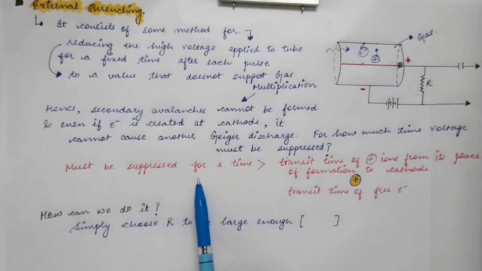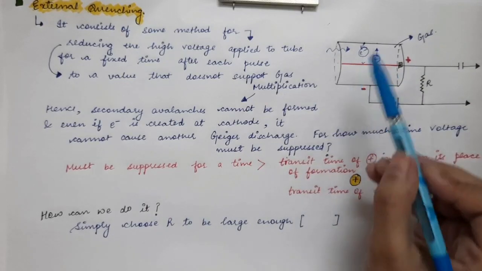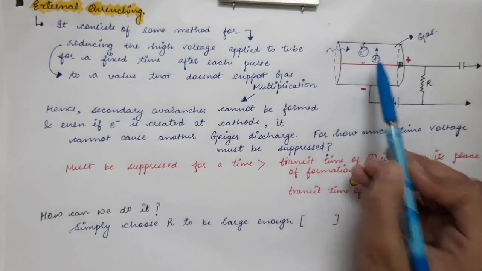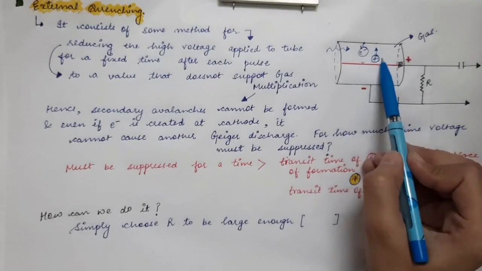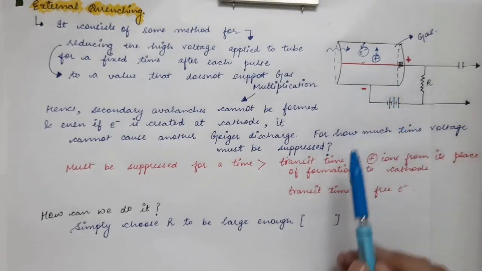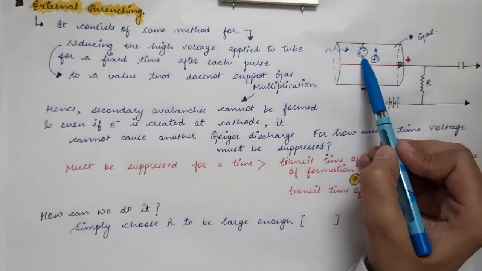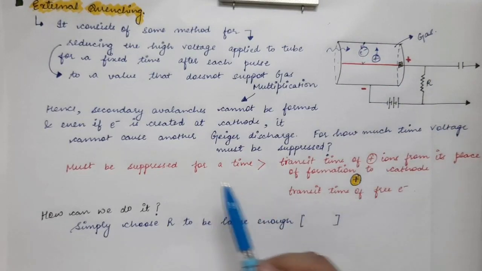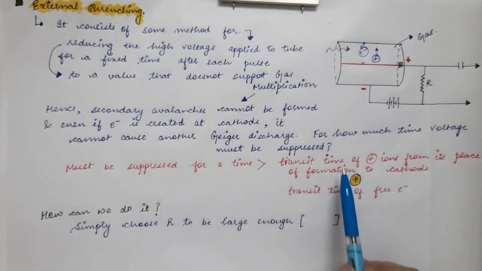So the voltage must be suppressed for a time which is greater than the transit time of positive ions from their place of formation to the cathode, plus the transit time of the free electron towards the anode. So the time for which the voltage must be suppressed must be greater than the summation of these two time intervals.